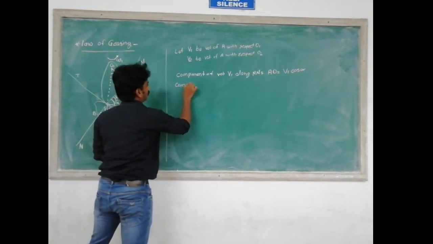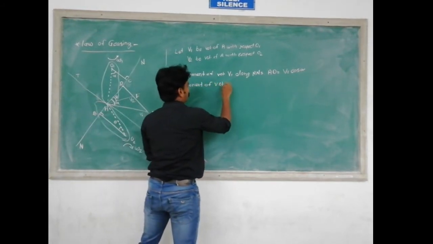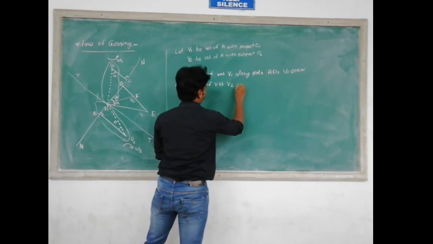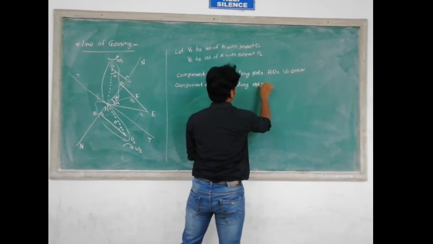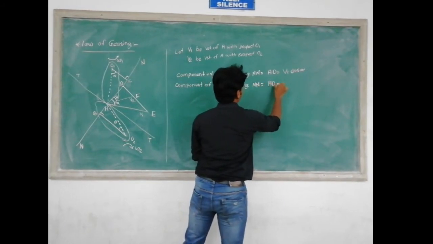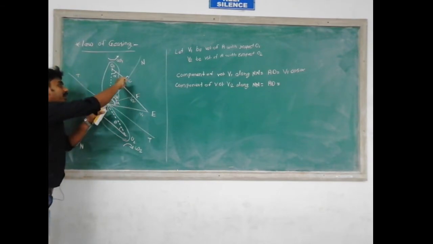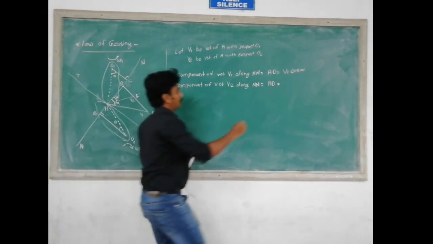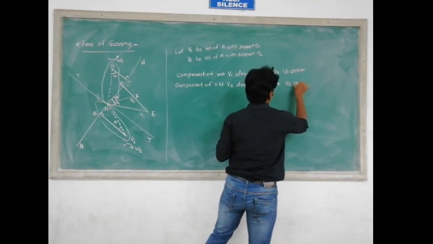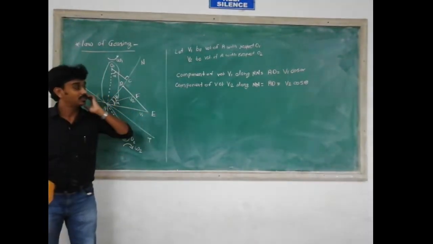Similarly, the component of velocity V2 along n is also AD. The component of this velocity along the normal NN will be AD, and it is given by V2 into cos of theta. Understood?